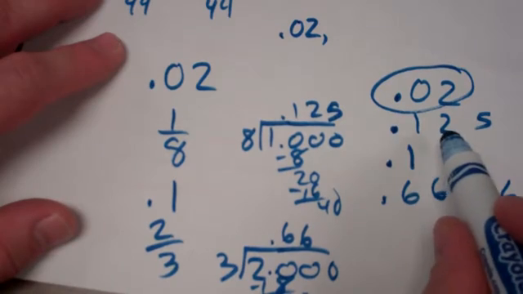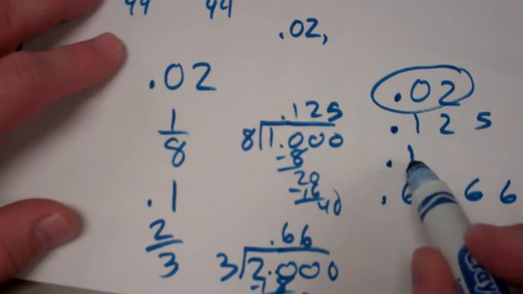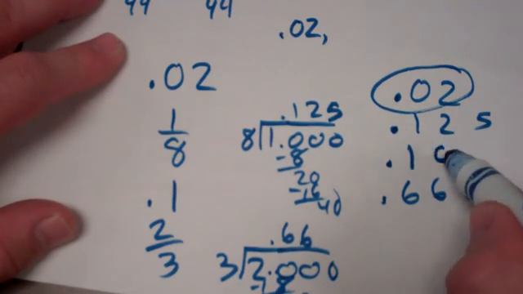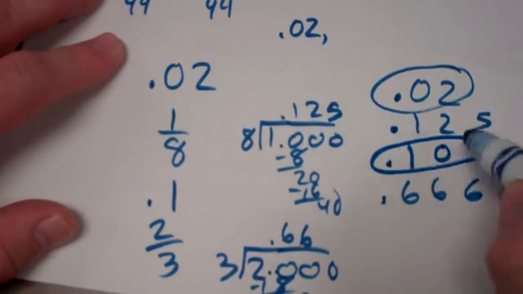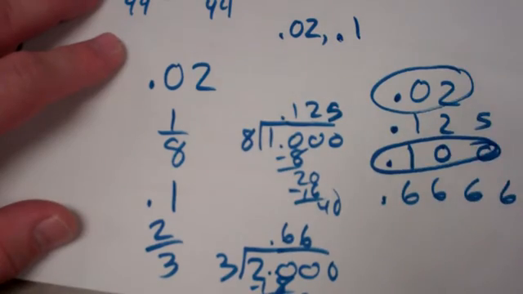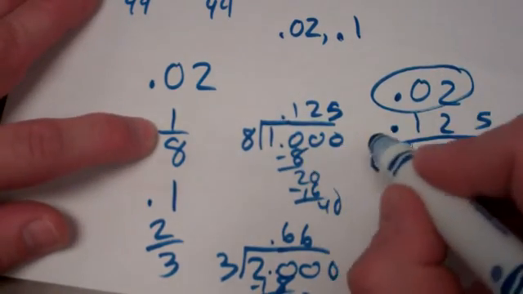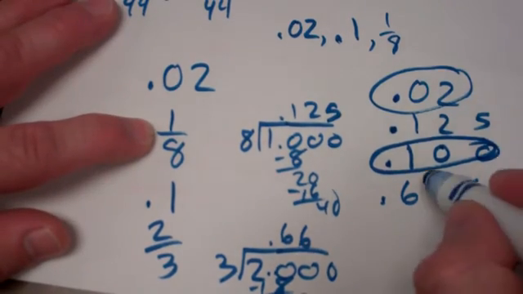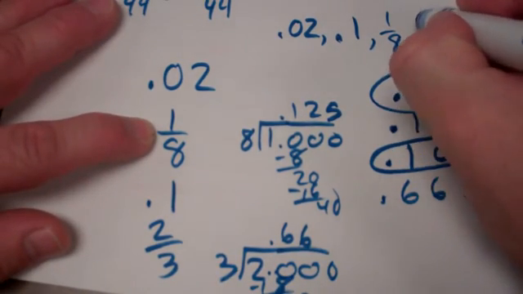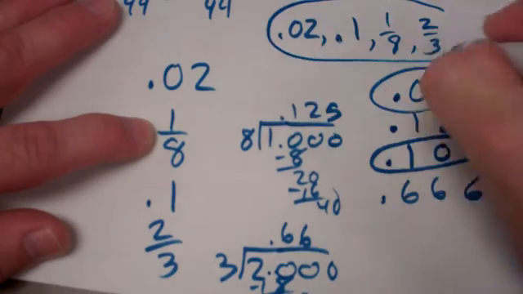0.02 came first. The next one, well, 0.1 and 0.125 are both pretty small. This would be annex zeros. So I look at that. This one is your next one, so 0.1 would come next. Then would come this 0.125, which we know was the 1/8. And then finally would come the 2/3, 0.6 repeating. So that's the way to do it.